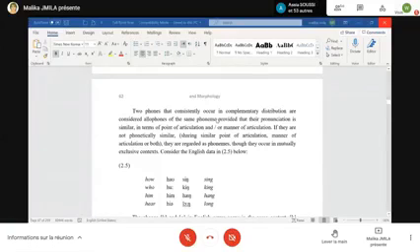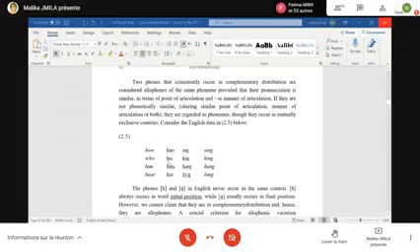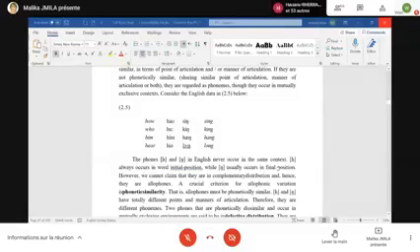Two phones that consistently occur in complementary distribution are considered allophones of the same phoneme, provided that their pronunciation is similar in terms of point of articulation and manner of articulation. This is complementary distribution. But we have certain exceptions. They are regarded as separate phonemes, though they occur in mutually exclusive contexts. For example, look at this one: her, who, him. The phones h and the velar nasal in English never occur in the same context. One occurs in initial position, the other in final position. However, we cannot claim they are allophones, because the crucial criterion of allophonic variation is phonetic similarity. We cannot say that they are in complementary distribution.